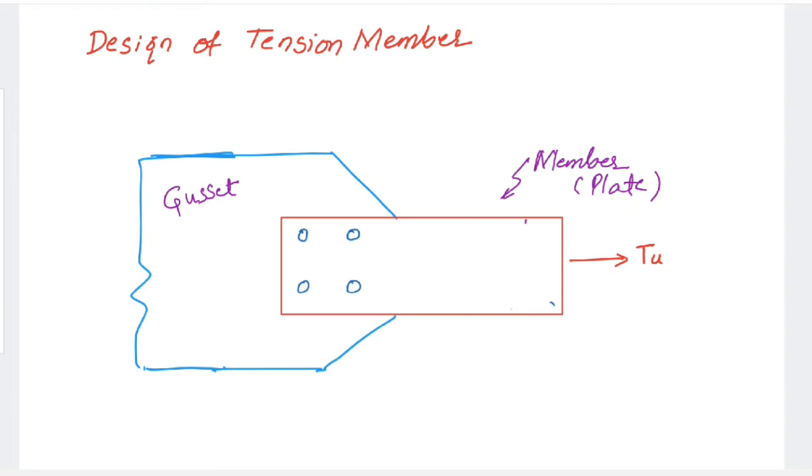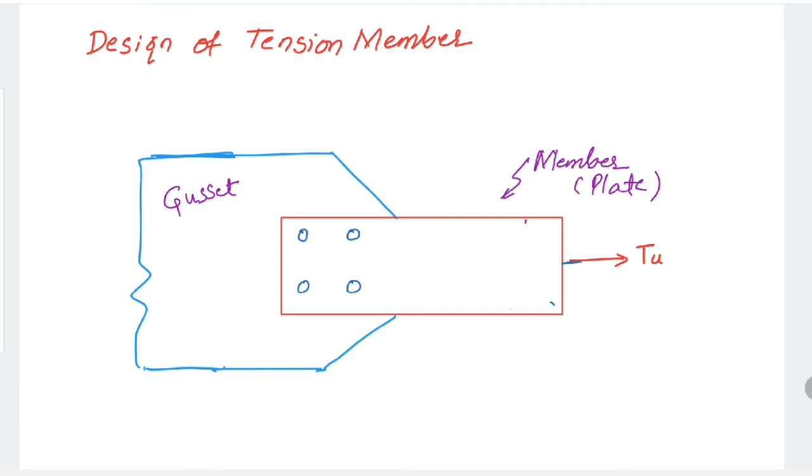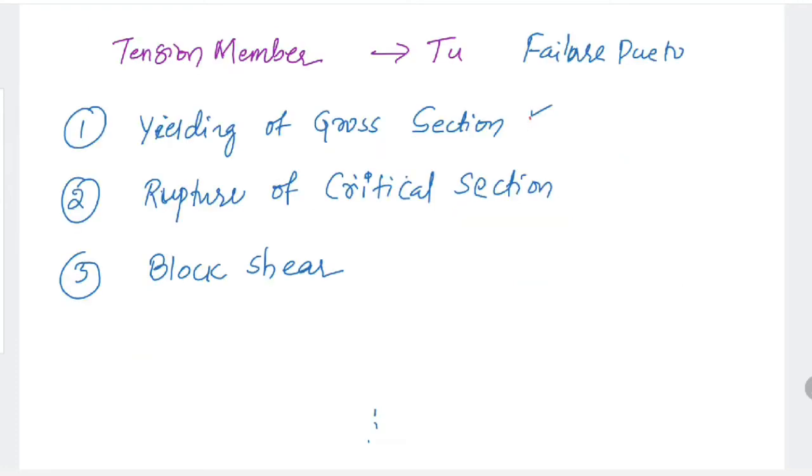The first type of failure happens whenever you apply a force: yielding of gross section, that is, yielding of the member will occur. This plate may expand, the connection will be safe. Whatever the connection is there, that is the bolted connection, it will be safe under the applied force, but the plate which is connected to the gusset plate will expand. This is the first type of failure, yielding of gross section.